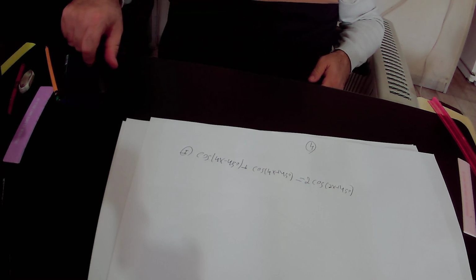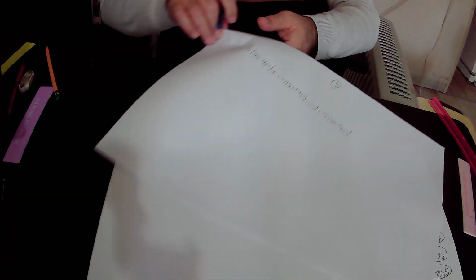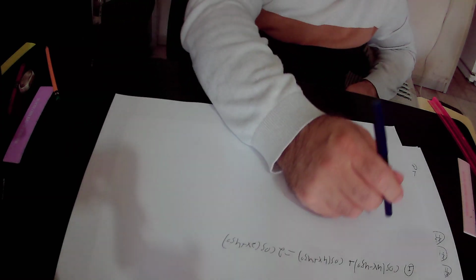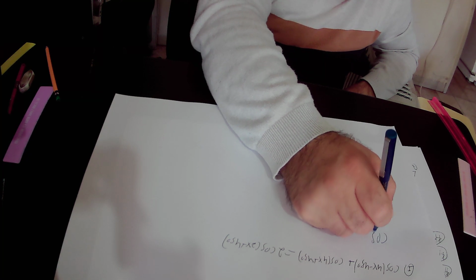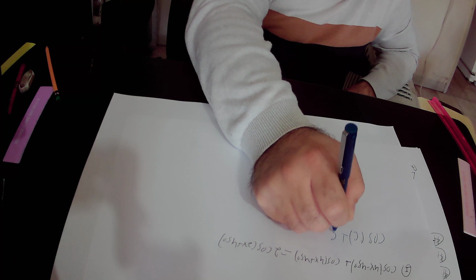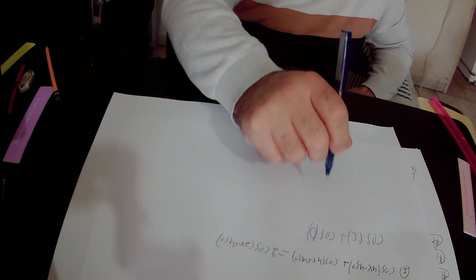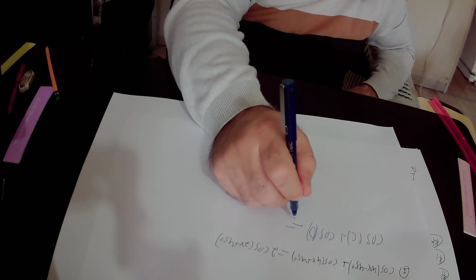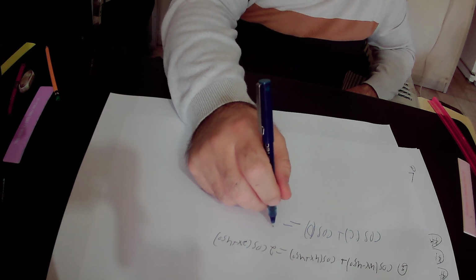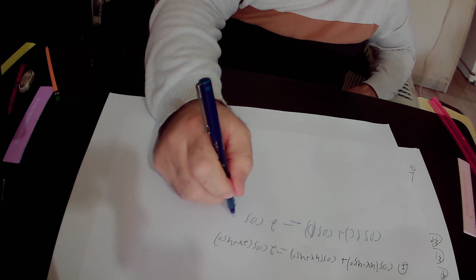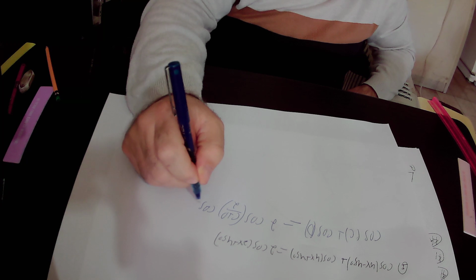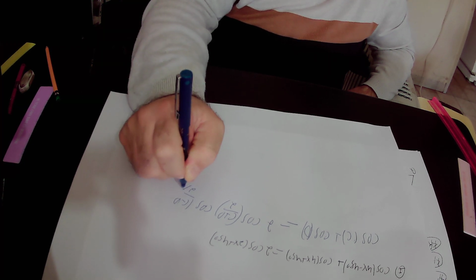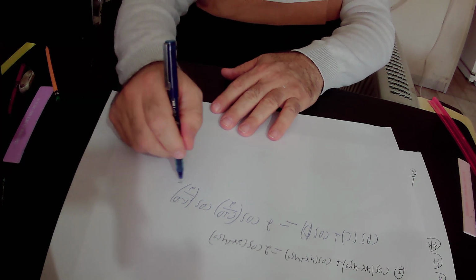So here we will use the trigonometric identity that states that cosine C plus cosine D equals 2 times cosine C plus D over 2 times cosine C minus D over 2.